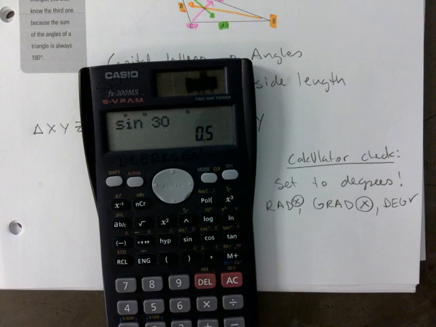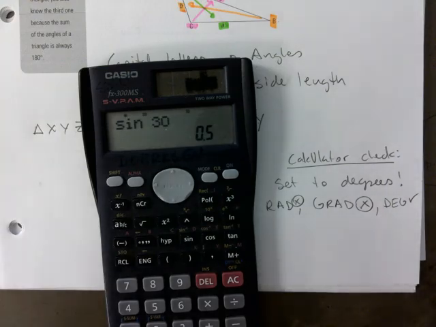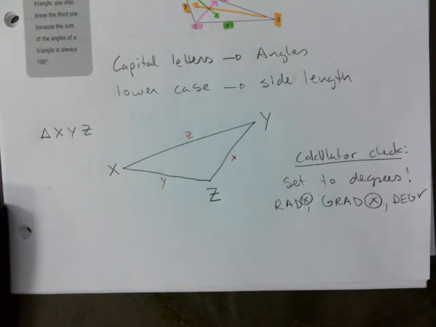Some of you have to type in 30, then sine. So you know who you are, right? You need to figure out your calculator. Most calculators that I have, you can go sine, then 30. But if you use your phone, which you're not allowed to use, right?